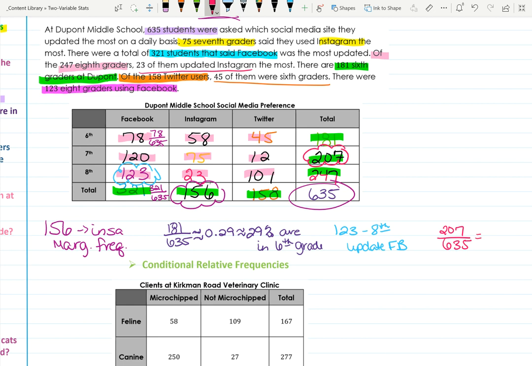So probability, I've seen it left as a ratio, and I've also seen it as a decimal. And that all depends on the test maker, what they want. So I'm getting 0.3259.